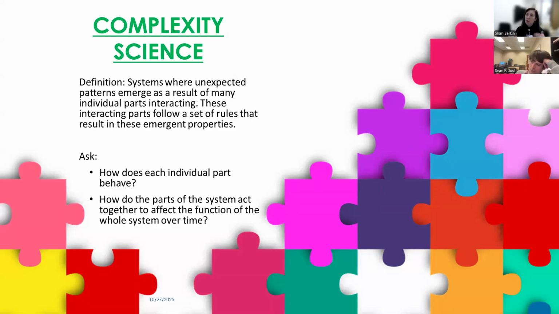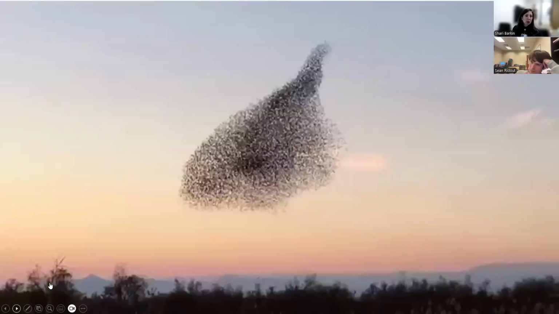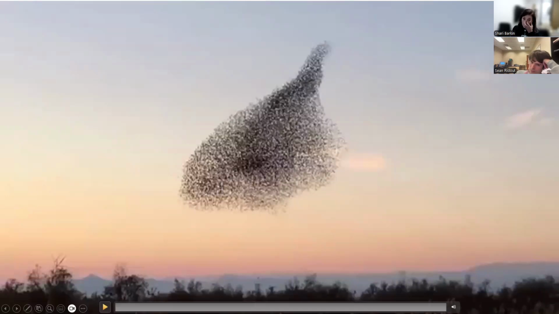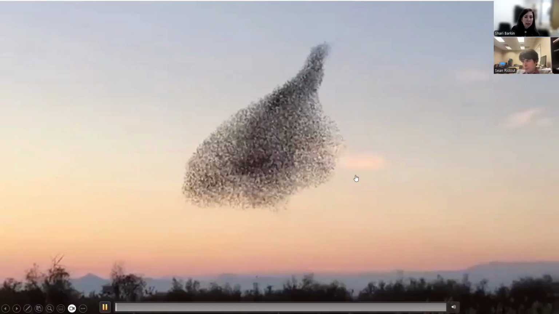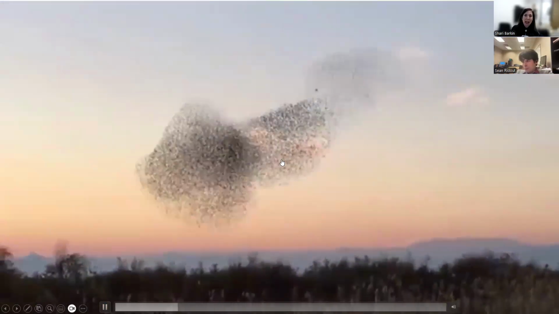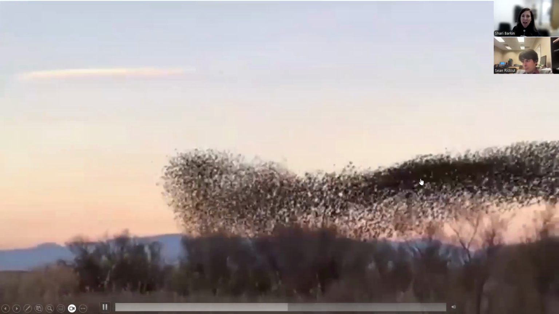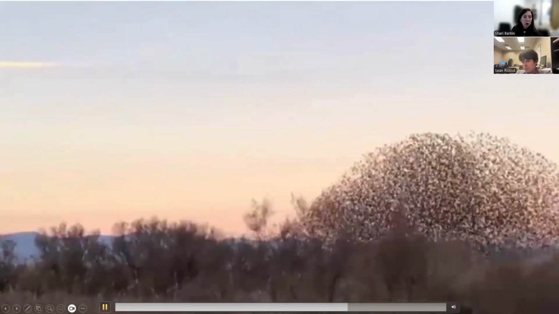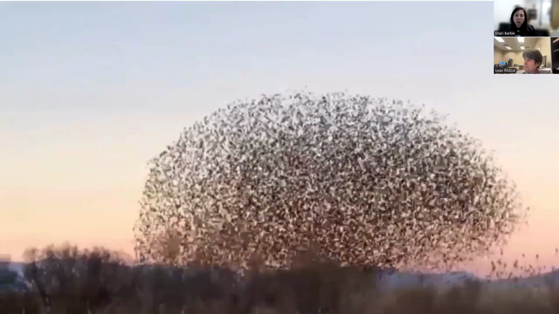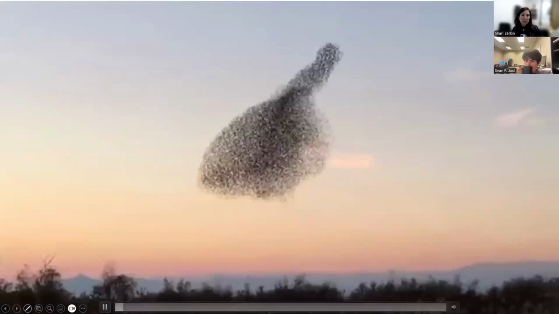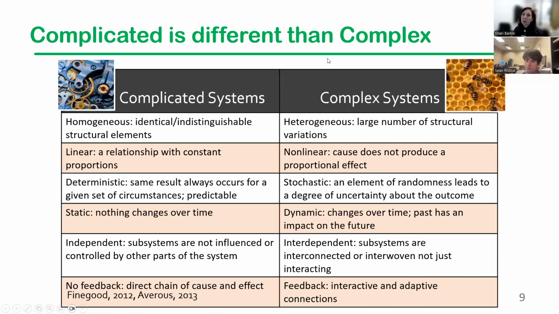So you need to ask different questions. You want to understand how each individual part behaves in the system, and then how the parts of the system act together to affect the function of the whole system over time. The best example of that is when you see a flock of birds in the sky. A familiar scene: the sun is setting, you look up and you see this flock of birds moving in unexpected patterns. And you have to ask a lot of questions. Who's the leader? How is it that we know where they're going? Why don't they bump into each other? The way we understand this is by recognizing that it's a complex system.